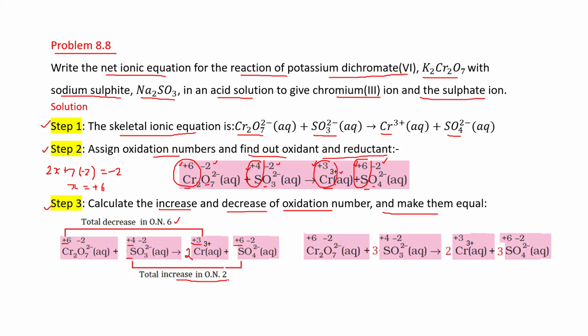How can we make it equal? This is 6 and this is 2. If this is multiplied by 3, then we will get 6 on both sides. So in this way, the species which are involved in the increase in oxidation number are multiplied by 3. So we will put 3 here and 3 here. So our net equation becomes Cr2O7 2-, 3SO3 2-, 2Cr3+, 3SO4 2-. Clear?